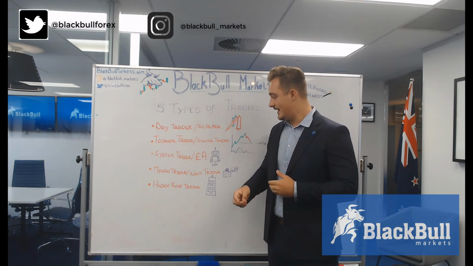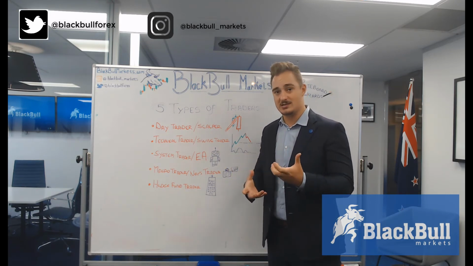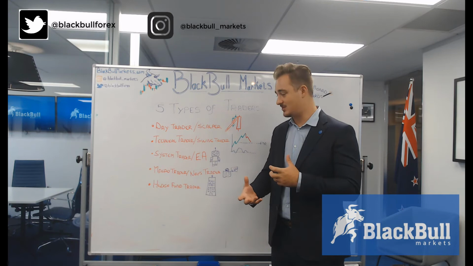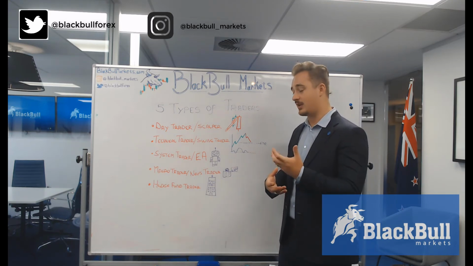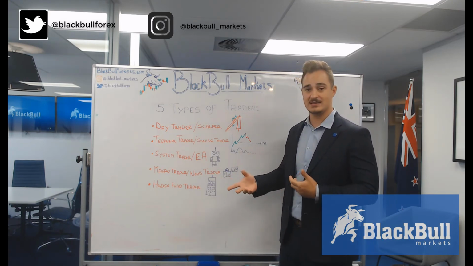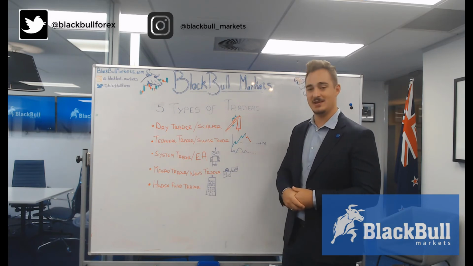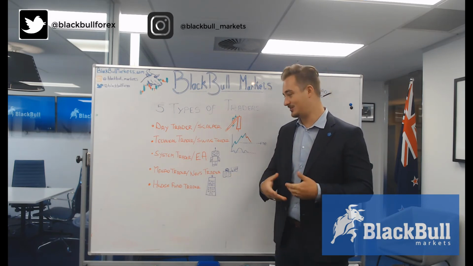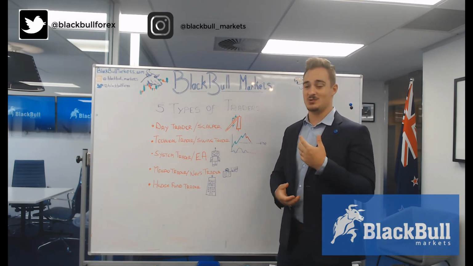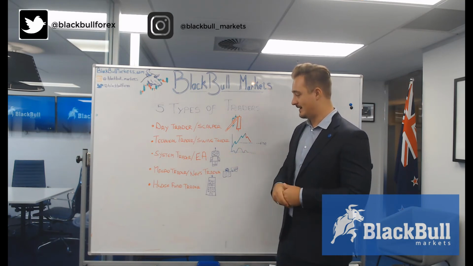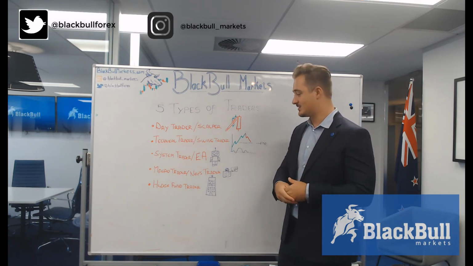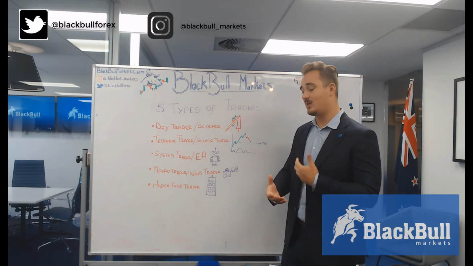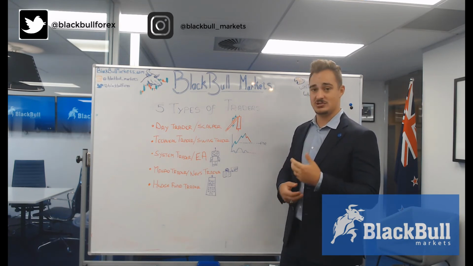And then we have our system and EA traders. These guys don't really spend a lot of time trading. Instead, most of the time is spent researching and working on their EA, which is the expert advisor, or in some cases people like to call it a robot trader. The robot does all the trading for them, or their system does all their trading. So they don't really spend a lot of time on the chart. Once they've set that up, it's pretty much a free rolling thing.